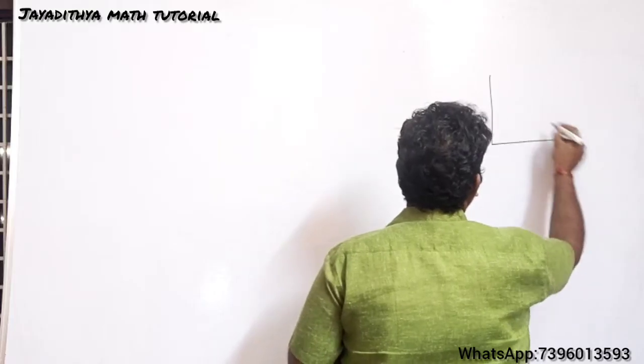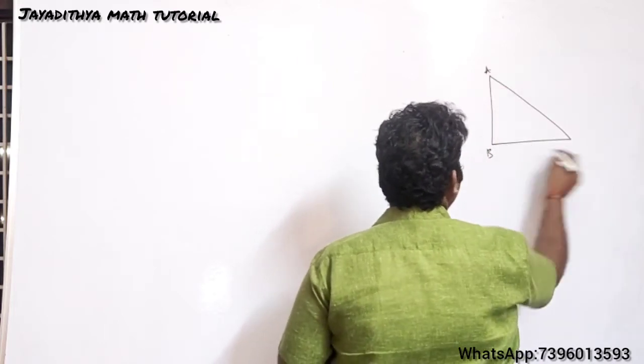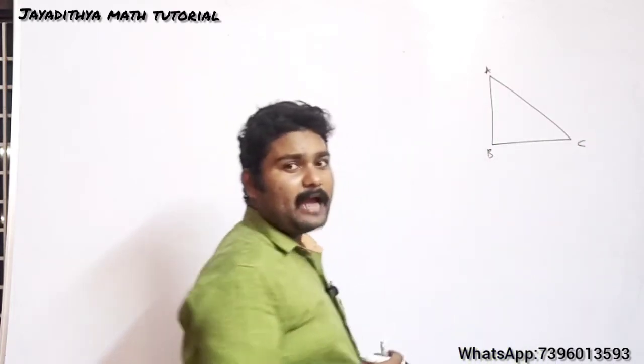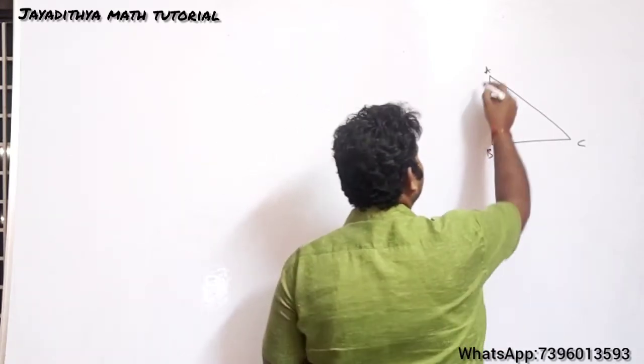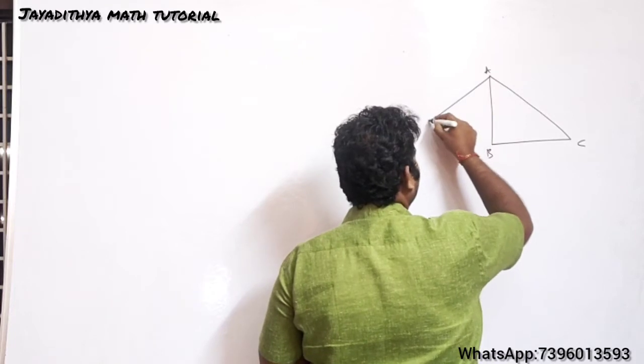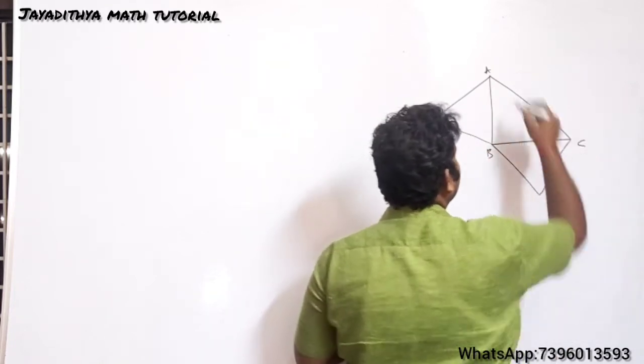See here, there is a right angle triangle. Let us take the right angle triangle as ABC. Clear? And three equilateral triangles are drawn on the three sides. So let us take one triangle here and one more triangle here. All are equilateral triangles.